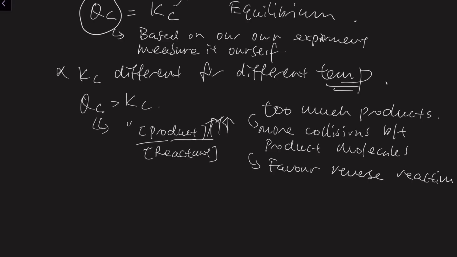Another way to think about this is that if Qc is bigger than Kc, and we know that the system eventually reaches equilibrium, then somehow we are going to decrease the value of Qc for it to equal Kc. The only way we can do it is we decrease the concentration of product and increase the concentration of reactant. How do we do this? We favor the reverse reaction, which means we are producing more reactants.